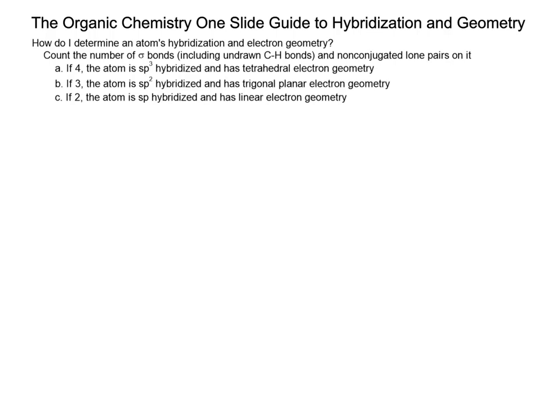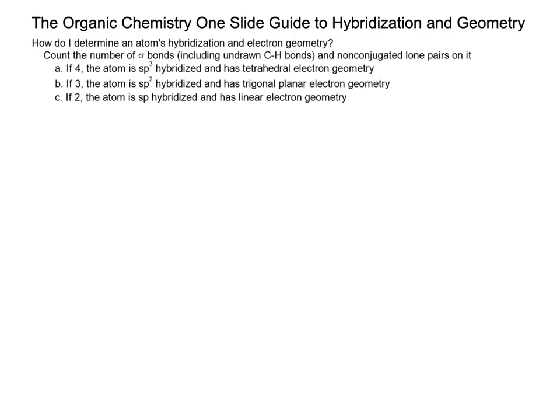The question, of course, is how do I determine an atom's hybridization and electron geometry? This is something that students learn in general chemistry, and it's pretty simple. We count the number of sigma bonds, including any undrawn carbon-hydrogen sigma bonds, and the number of non-conjugated, we'll go over that in a second, lone pairs on it.